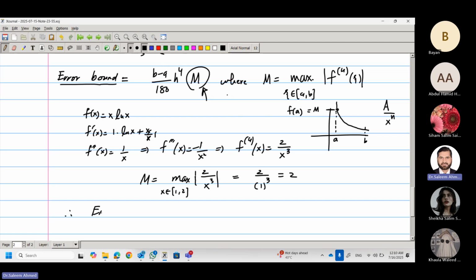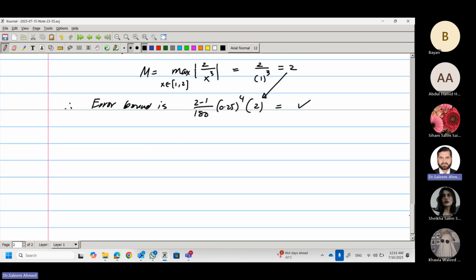So now if you just replace M here, you will get the answer. Therefore, my error bound is (b minus a), 2 minus 1, over 180, h was 0.25 to the power 4, and M is 2. So that's your error bound. Very easy. But if, let's say, the derivative of the function is difficult, I may give you the value of M.